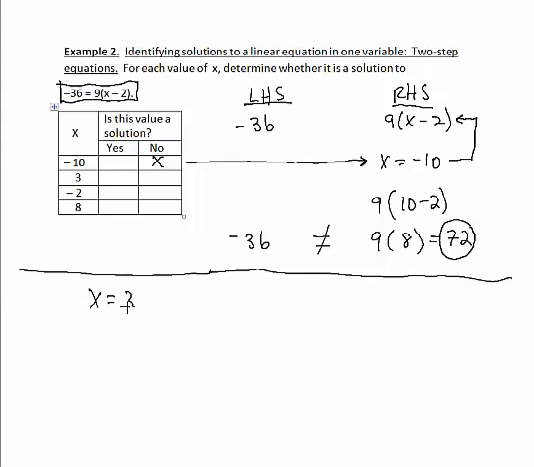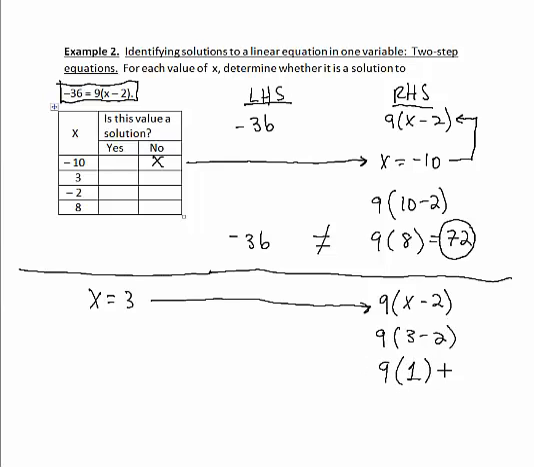Now we have x equals 3, and so once again on the right hand side we calculate 9 times x minus 2, with x being 3, we would have 3 minus 2 in parentheses. 3 minus 2 equals 1. 1 times 9 gives us 9. And once again, that does not equal negative 36 that we have over here on the left. So 3 is not a solution.